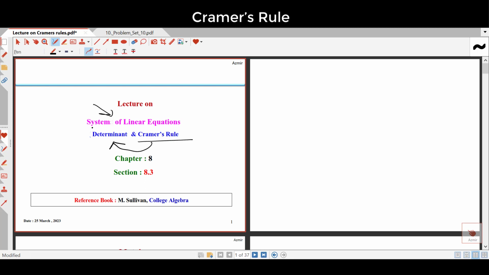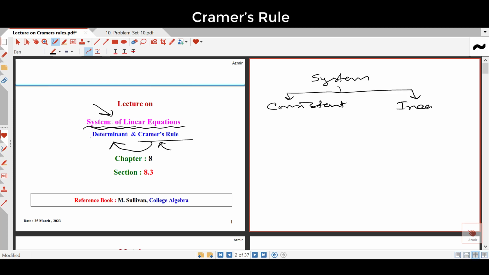You know already how to solve a system of linear equations by Gaussian elimination method, which is known as row operation technique or row echelon technique or back substitution technique. But here we will solve the same system by using Cramer's rule. First of all, I need to remind you that a system of linear equations can be consistent, can be inconsistent. Consistent means has solution, inconsistent means no solution.